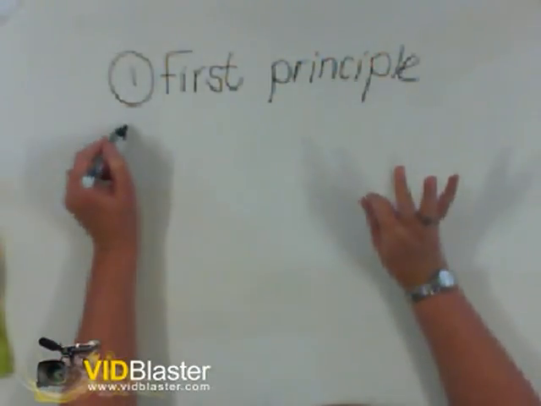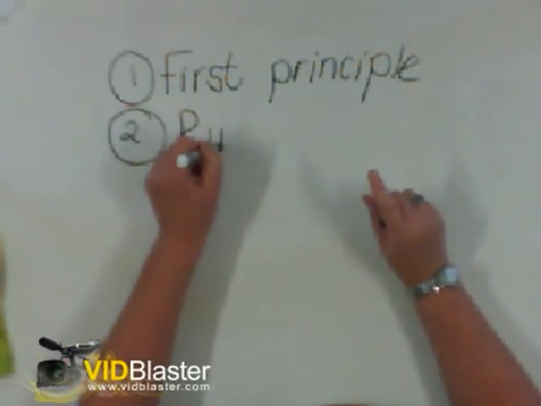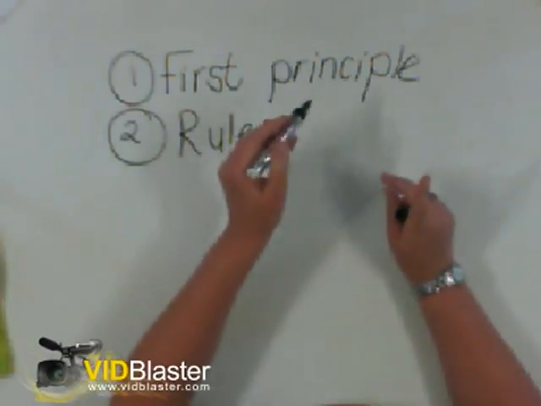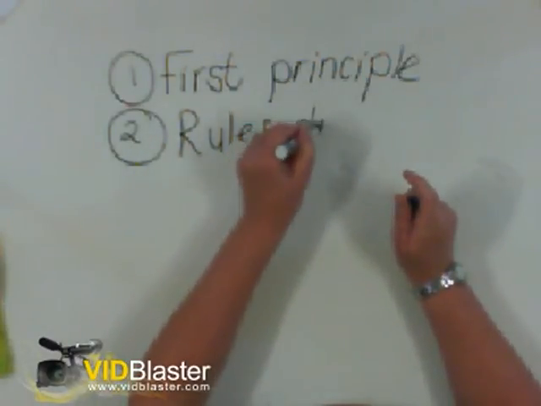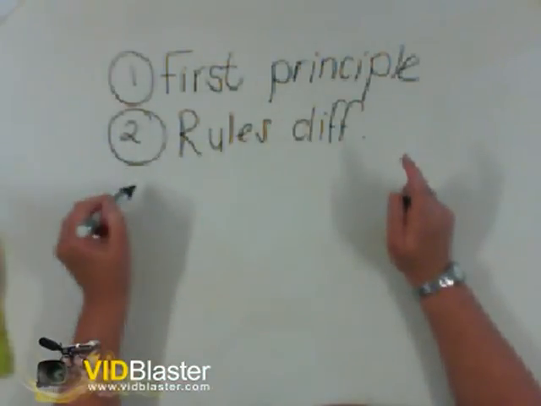The second pressure point would be your rules of differentiation. Understand why the constant falls away. Rules of differentiation. I'm going to stop there because I always spell it incorrectly.